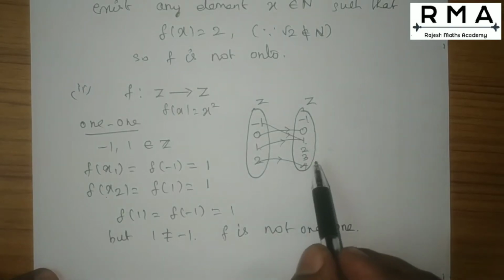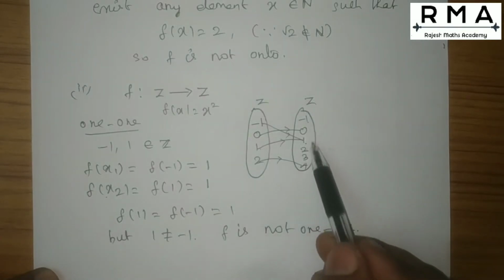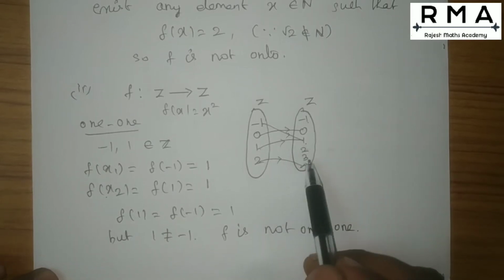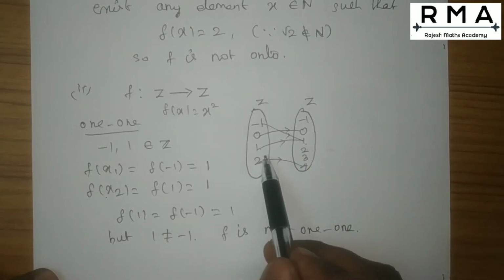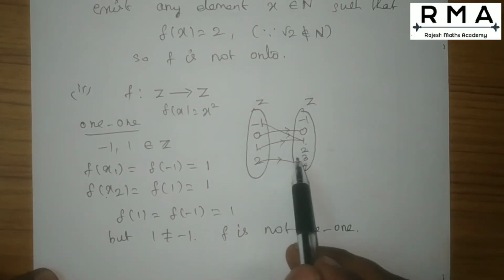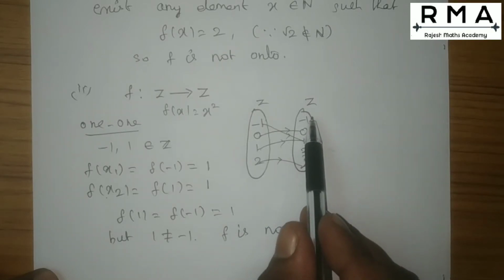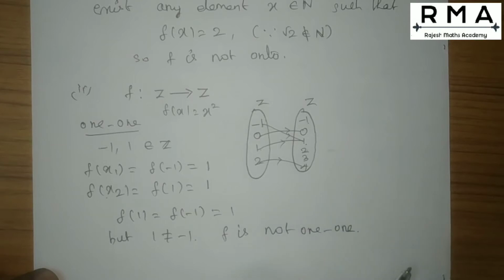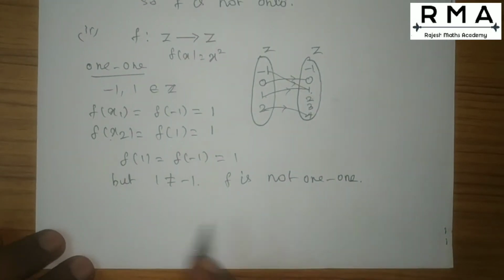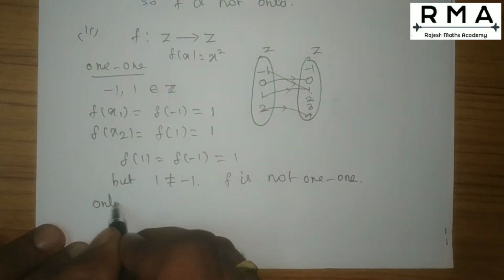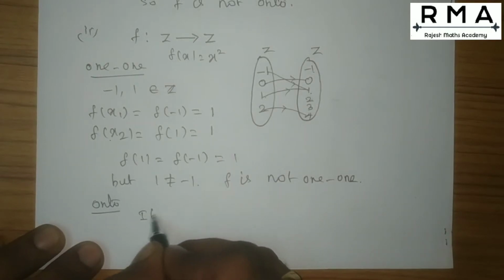Already I said it is not onto because the elements -1, 2, 3 are left unmapped. There is no element in x having 2 as image. There is no element in x having 3 as image, -1 as image, -2 as image, like that. So I can say that it is not onto. So onto proof I will write now. What is the onto proof?